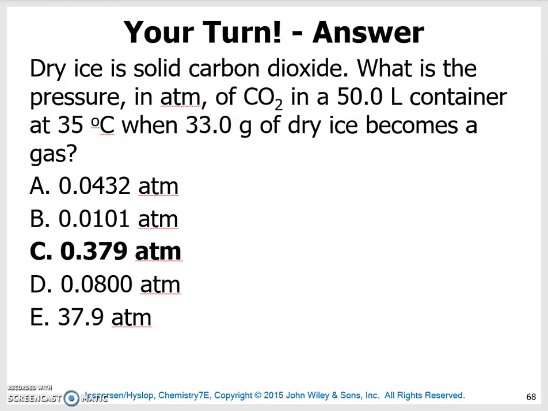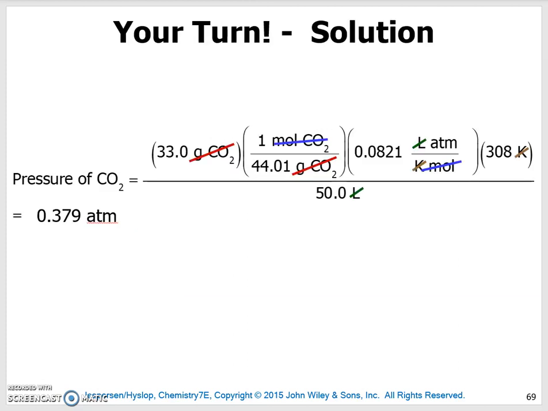If you got C, then you got the correct answer. If you didn't, check your work here. This is the correct setup. We need to convert the mass of carbon dioxide to moles using the molar mass. Here is an abbreviated version of R. And then temperature, once it's converted to Kelvin, is 308. Liters is given, so pressure is 0.379 atmospheres.